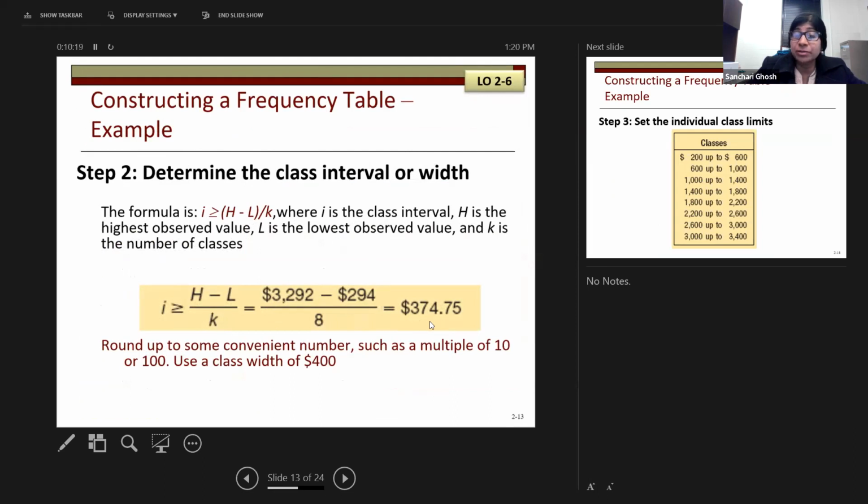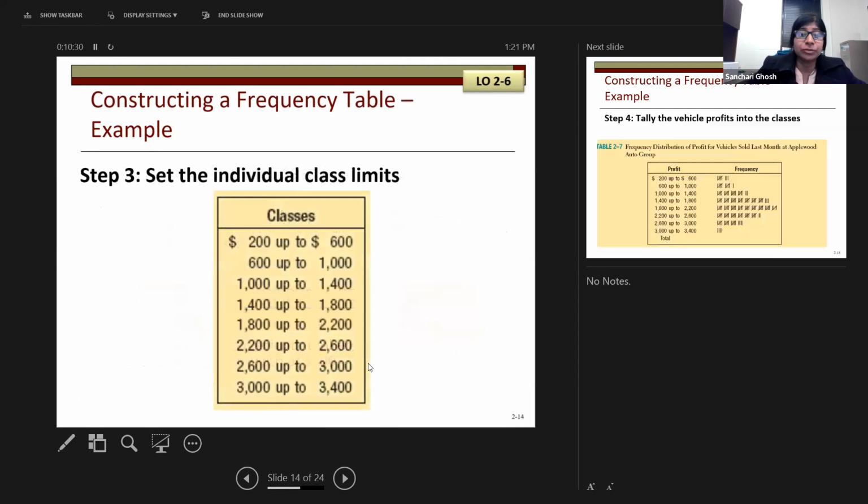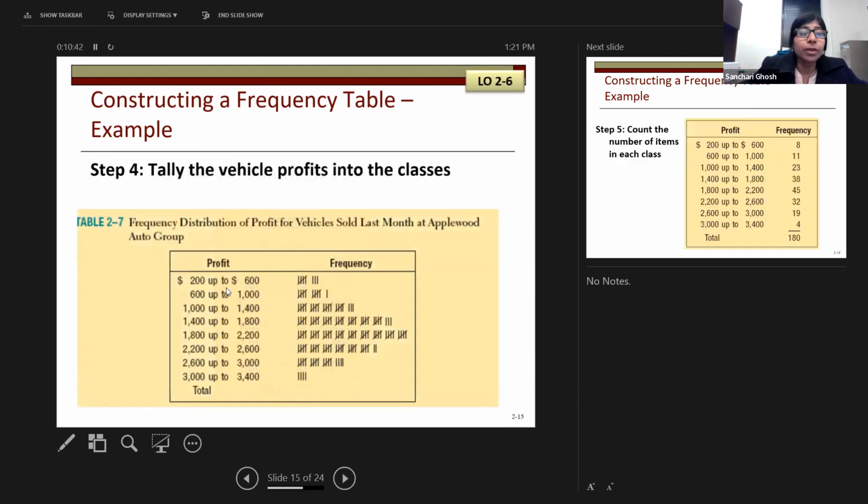Do not put it as 374. For example, I would consider this as 375, or better still, round it up to a multiple of 10 or 100. 400 is a good class interval. So 200 up to 600, 600 up to 1000. Anything rounded to 10 always makes for a good visual as well as a numerically effective measure. What are tallies? There is a way in frequency distribution. You do it like this. I'll show you an example of a tally.